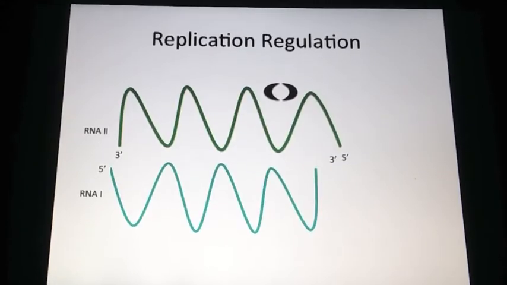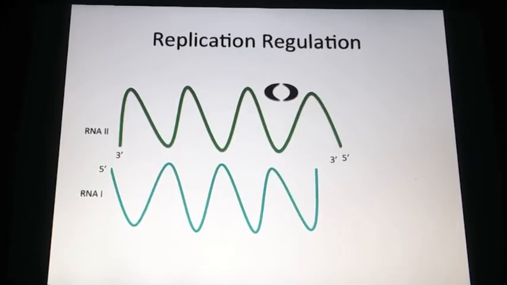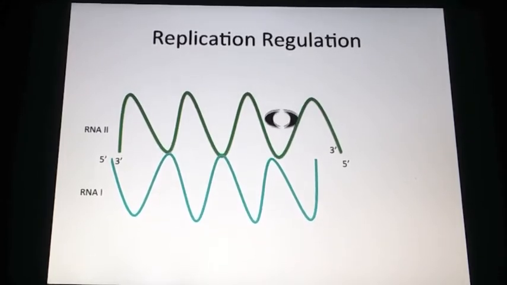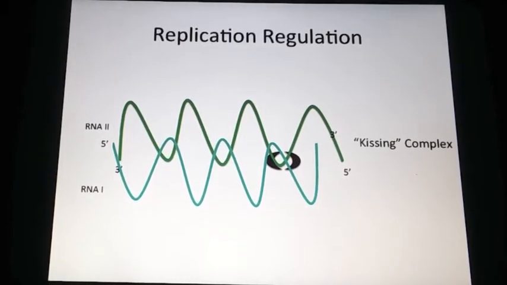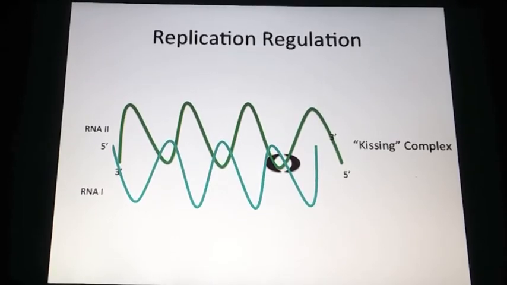When both transcripts are made, they tend to associate due to the complementarity of their base pairing. This is stabilized by the ROP dimer. However, the dimer is not required. This loose association of the two RNA transcripts is called the kissing complex.